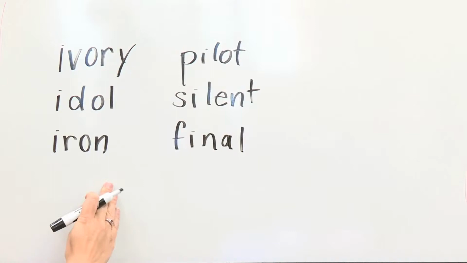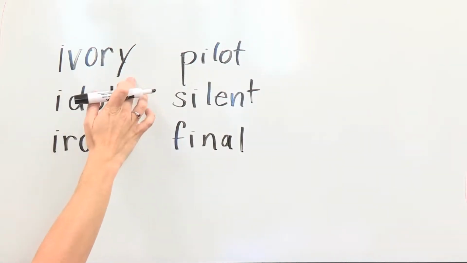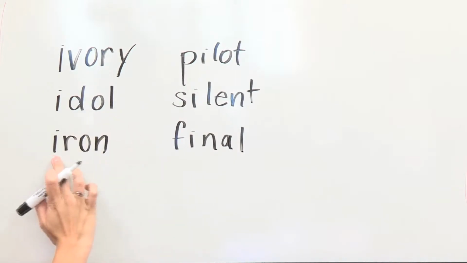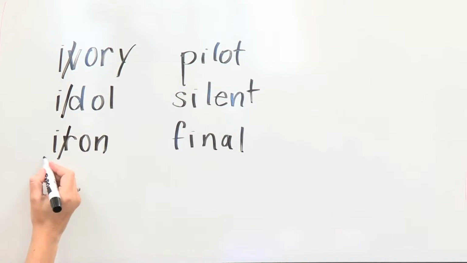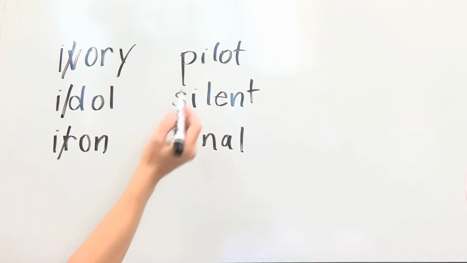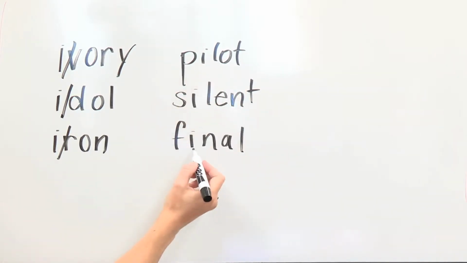Okay. So if we look at our words, and once again we're going to go by syllables. If you remember, we have ivory, idol, iron. All right. So it's the long I sound there, right? Because it's an open syllable, it's by itself, it makes the long I sound. Now if you look at these, these are two syllable words: pilot, silent, final.